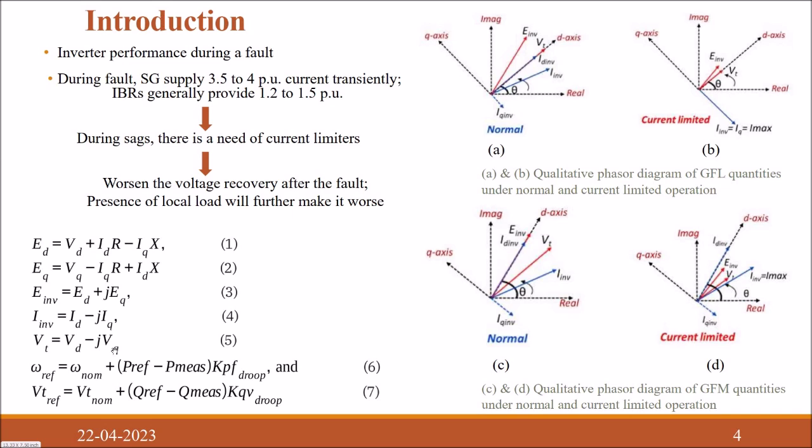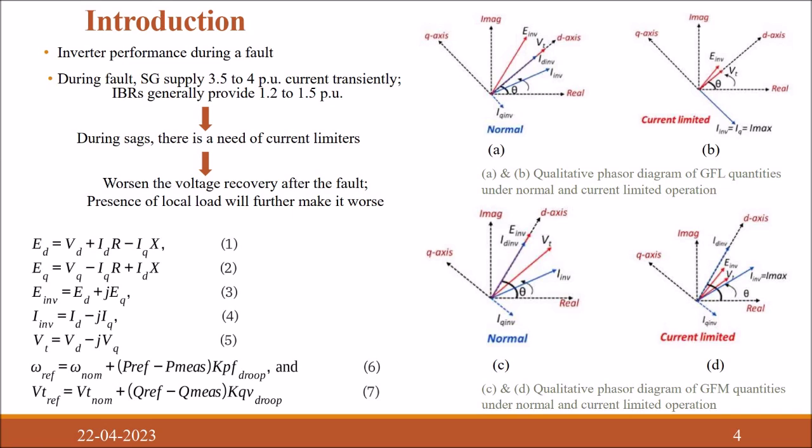Here we see that during fault in figure D, the angle theta is actually aligning itself with the D-axis, and instead of controlling the internal voltage E inverter, the inverter is actually controlling the current with ID inverter and IQ inverter as its D and Q components. And this is actually an abnormal condition where the active and reactive power output of the inverter can no longer be controlled unless we add some additional controls into the inverter.